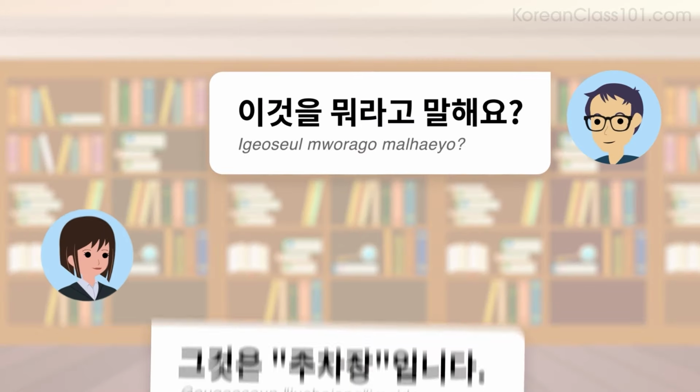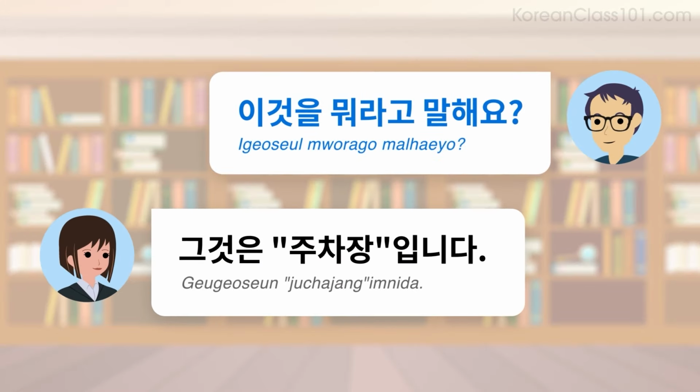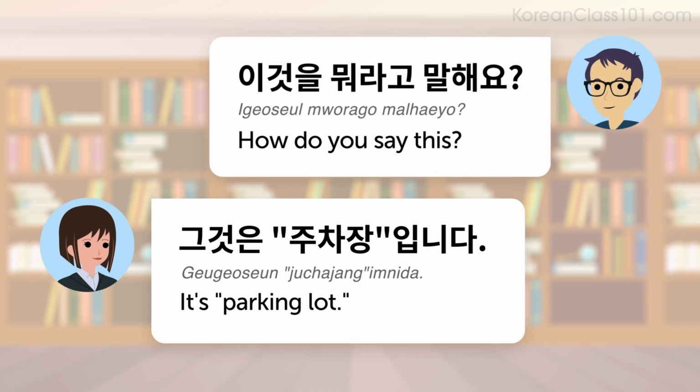Listen to the dialogue. 이것을 뭐라고 말해요? 그것은 주차장입니다. Once more with the English translation. 이것을 뭐라고 말해요? How do you say this? 그것은 주차장입니다. It's parking lot.